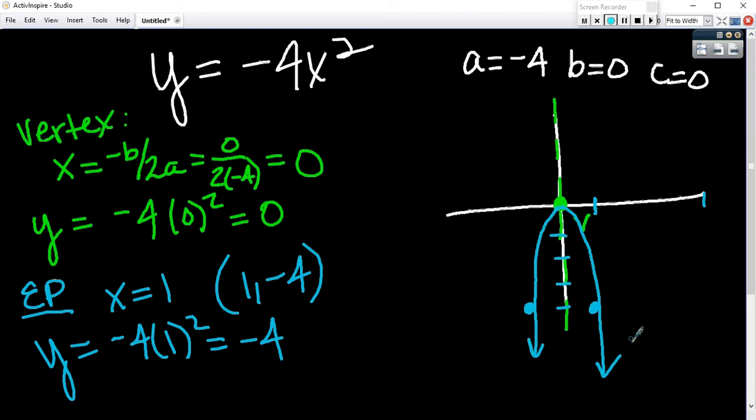Is it opening down like you said it would? Mm-hmm. Is it skinny? Pretty skinny, yeah. Does it have a y-intercept of 0? It's crossing the y-axis at 0, yep. So it meets everything we said.